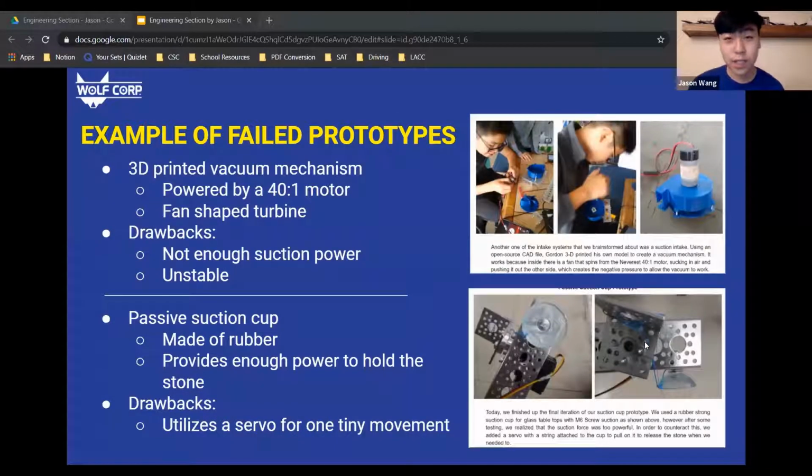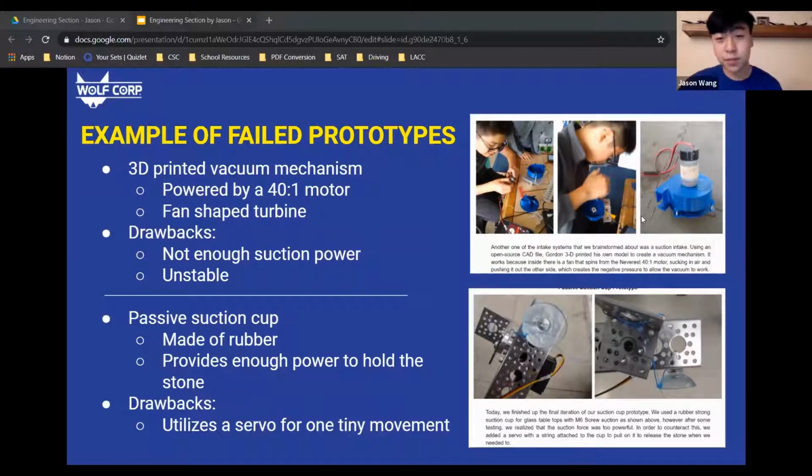And so building upon that idea, there are two examples of failed prototypes that we documented in our engineering notebook. So here, the first was a 3D printed vacuum mechanism that was powered by a 40-to-1 Neverest DC motor. Inside there is a fan-shaped turbine, and when it's spun inside the chamber, there's a difference in air pressure which causes a suction force to form. The main drawback with this prototype is that it doesn't actually produce enough power to hold the stone, and it was structurally unstable. So whenever the motor turned on, the entire thing would start to shake, and obviously that's not something we want to happen during competition.